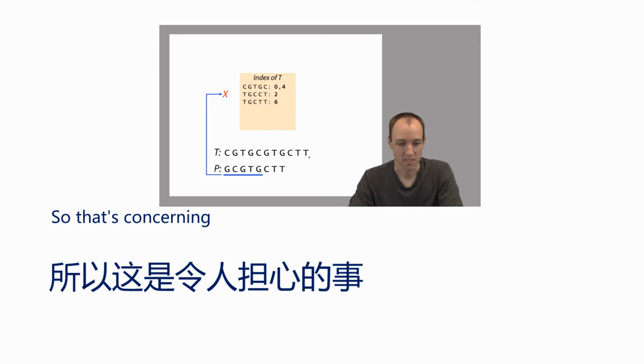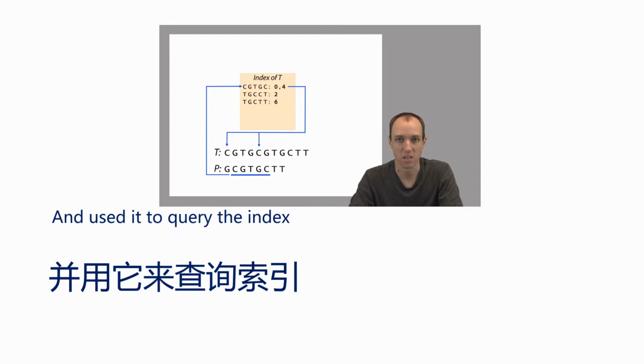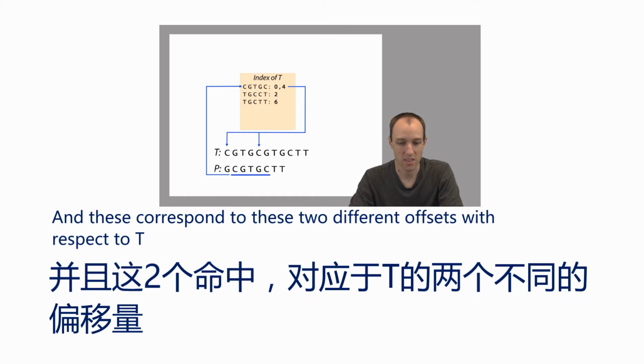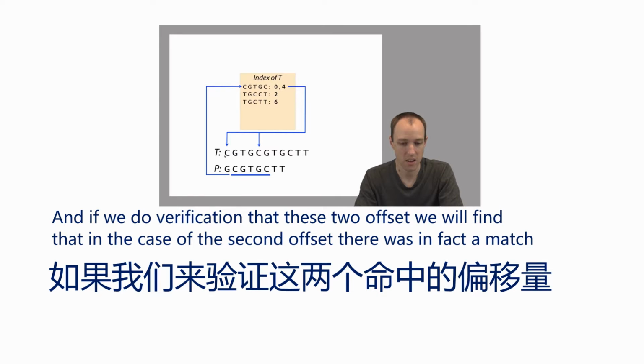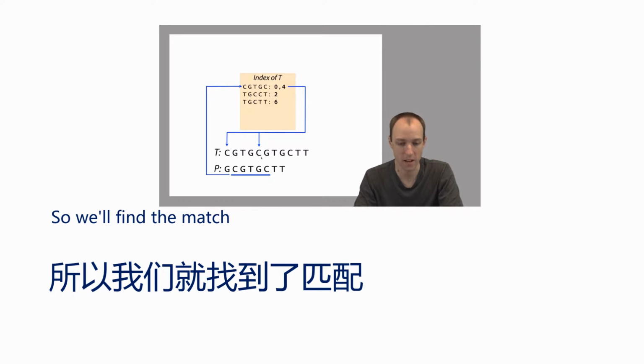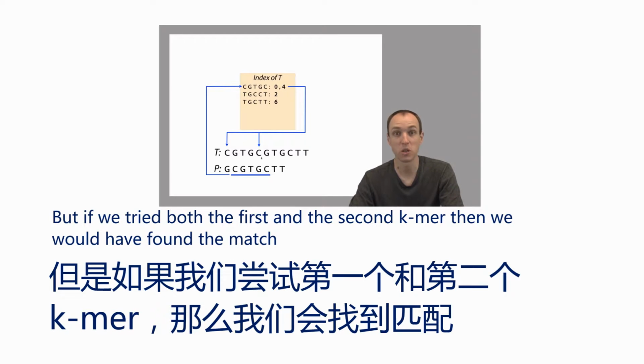So that's concerning. But you might also notice that if we had taken, instead of the first 5-mer, the second 5-mer from P and used it to query the index, we actually would have found 2 hits. And these correspond to these 2 different offsets with respect to T. If we do verification at these 2 offsets, we'll find that in the case of the second offset, there was in fact a match. So we'll find the match. If we used just the first k-mer, we would have missed the match. But if we tried both the first and the second k-mer, then we would have found the match.